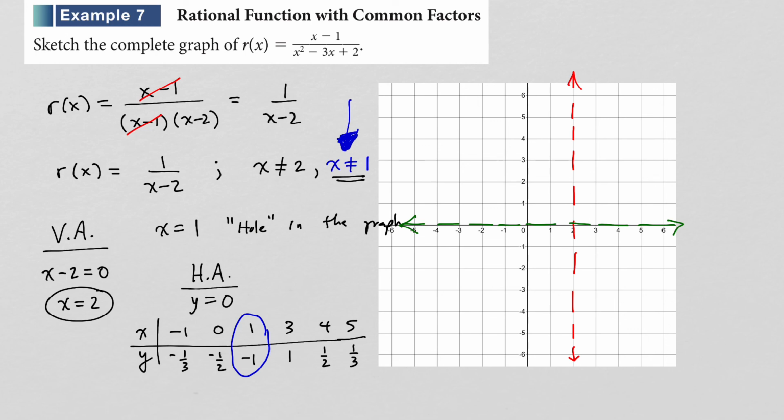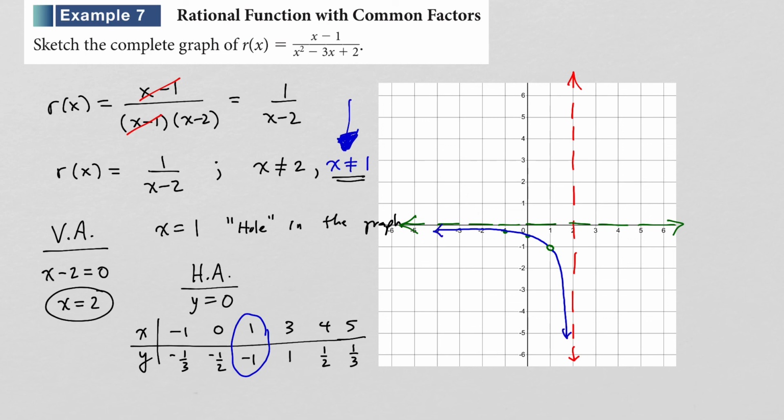All right, so let's go ahead and put these points on the curve. So when x equals -1, we get y equals -1/3. X equals 0, we get y equals -1/2. X equals 1, we get y equals -1, but again, that's going to be a hole in the graph. And so what's happening with this graph is it's going down like this, but then we have a hole in the graph. And if you were to plug in some additional points closer to 2, you would see that you get this asymptotic behavior.